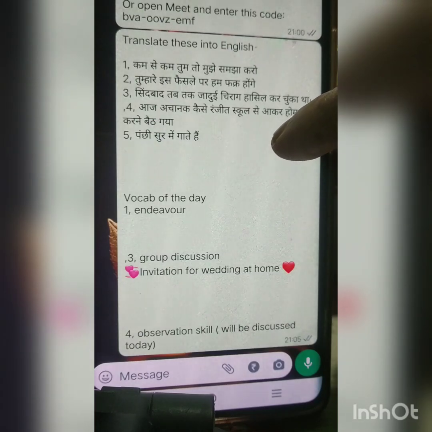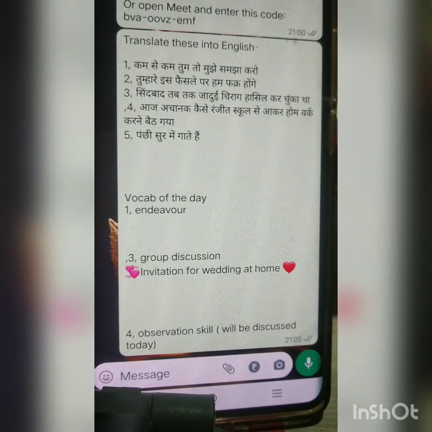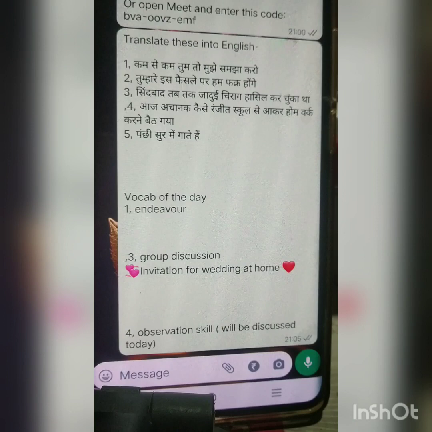Harshit, please say the sentence again. How suddenly today Ranjit have come from school and sat down for homework. That will be has come. How suddenly today Ranjit has come from school and sat down for homework. Okay, ma'am. So, Shikha, please tell me, what did you write? How suddenly today Ranjit has come from school and sat down for homework. Very good, dear. I think my Karan has also written the same.